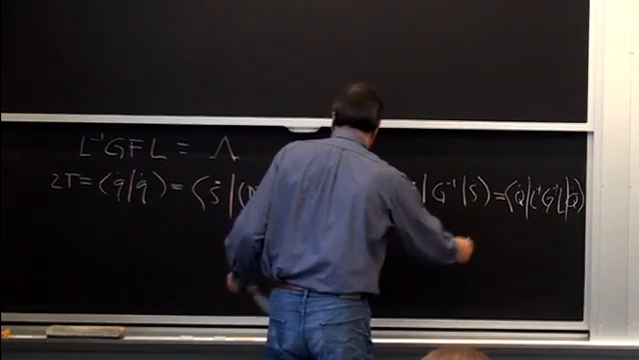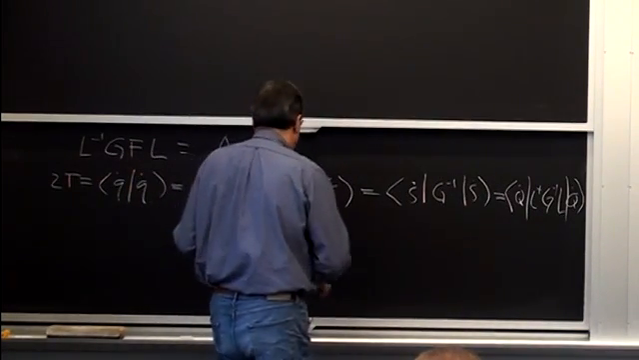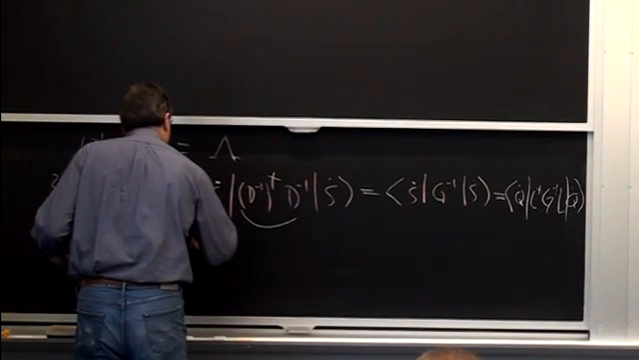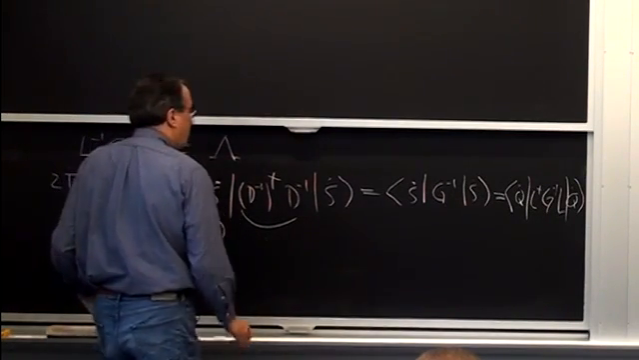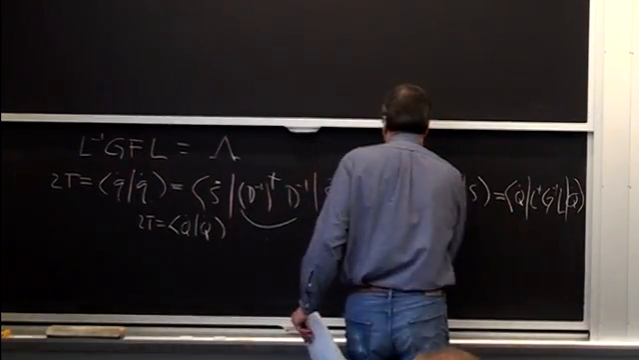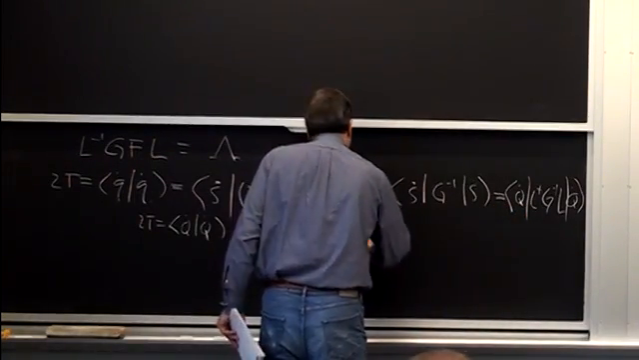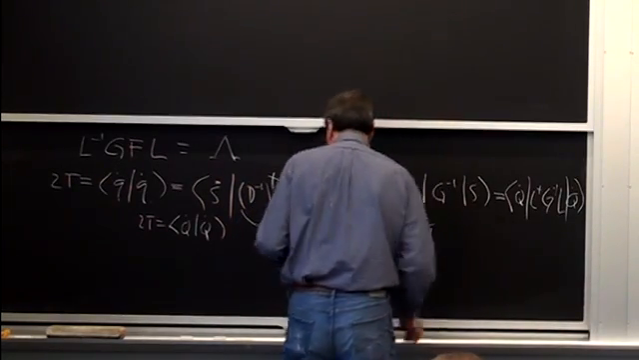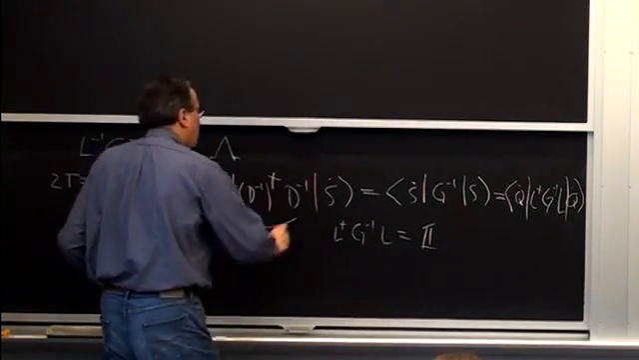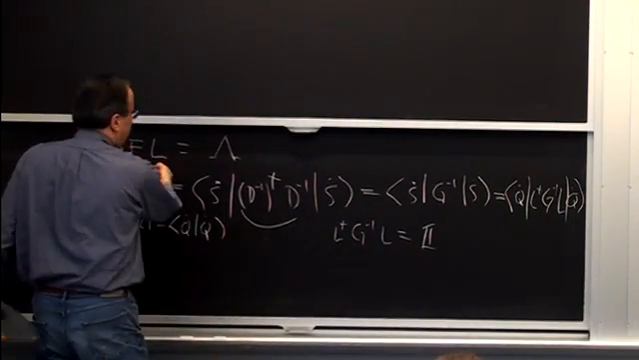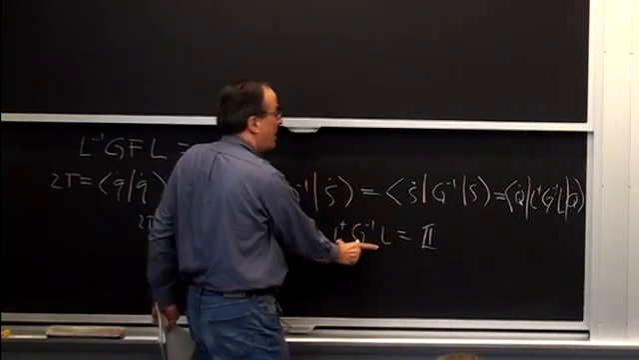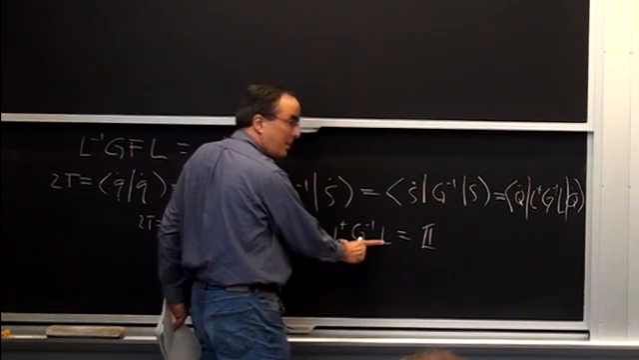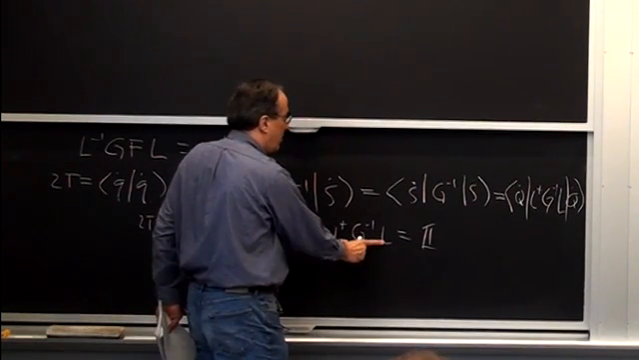Okay, and so from this we get a requirement, well, we want 2T to be equal to Q dot Q dot. So that requires this L dagger G minus 1 L to be equal to 1, the unit matrix. So that's one. So this is the secular equation. This is a consequence of requiring L to be the transformation from the internal coordinates to the normal coordinates.